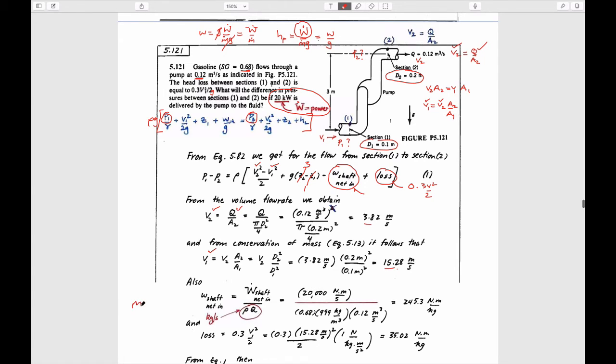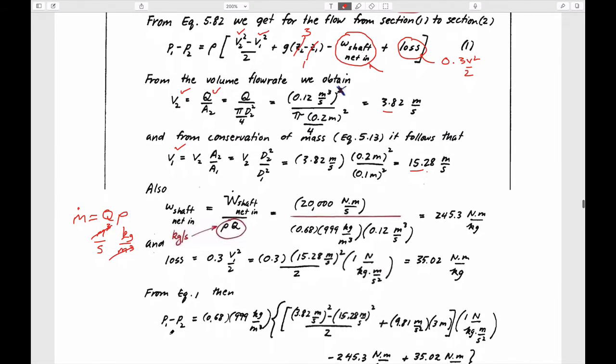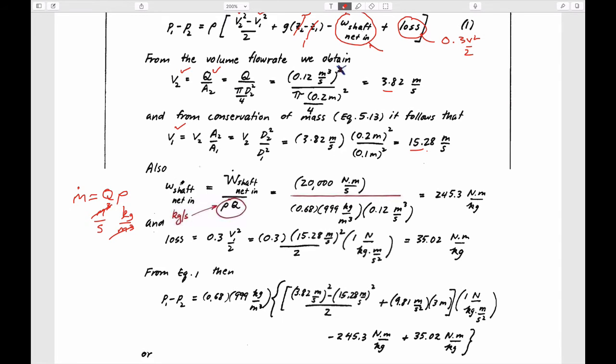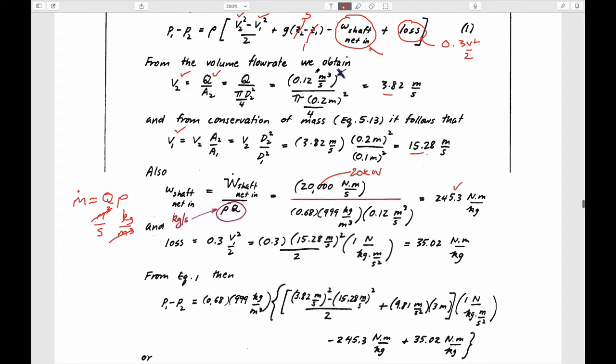Mass flow rate is just equal to the volumetric flow rate, meters cubed per second, multiplied by density, which is kilograms per meter cubed. So kilograms per second. And so we end up with a value for this, which is 220 kilowatts. This is 20 kilowatts, Newton meters per second, so joules per second. And the rest is just the flow rates that we have in the system. And so that's this term here.